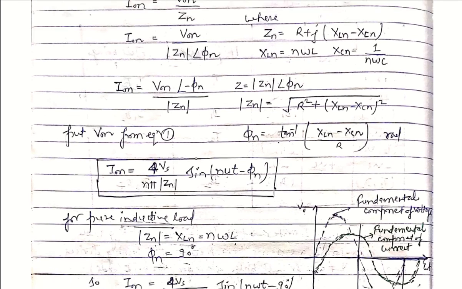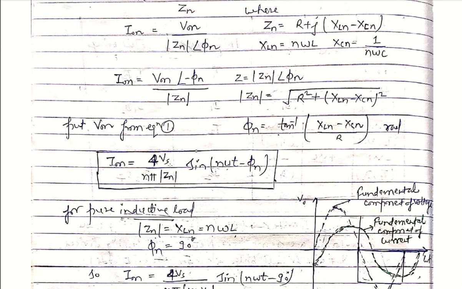And this is the I0n waveform. In general cases it is 4 Vs divided by n pi modulus of Zn, sin of (n omega t minus phi n). Why am I taking minus phi n? Because I will be considering the leading load case. So in the leading load case, the current will be shifted, or leads the voltage waveform, by an angle of phi. So we write the phi n there.